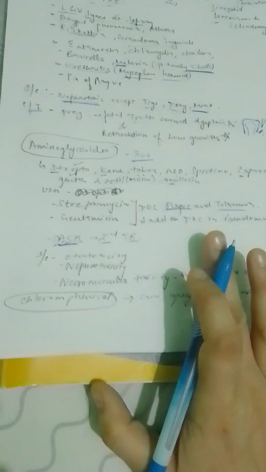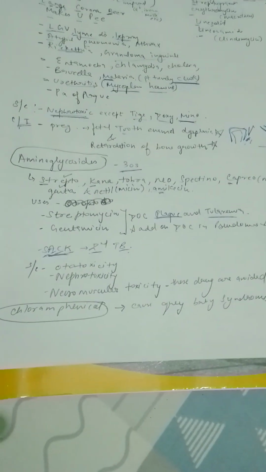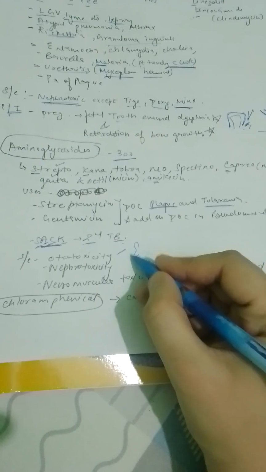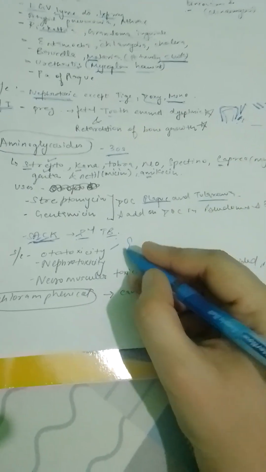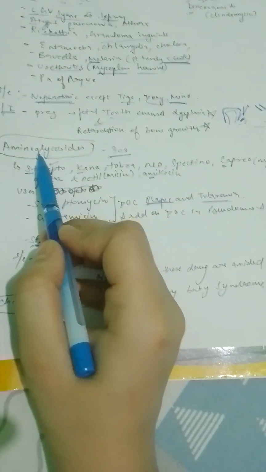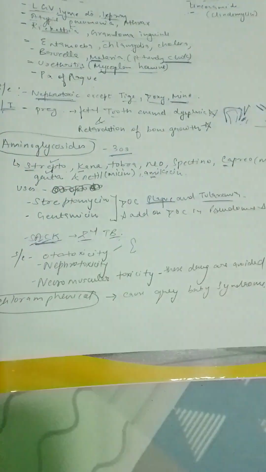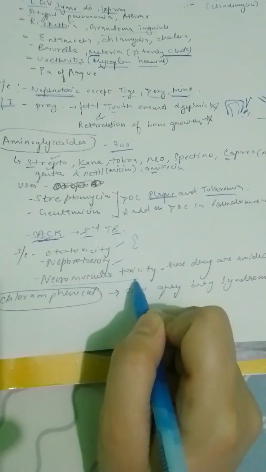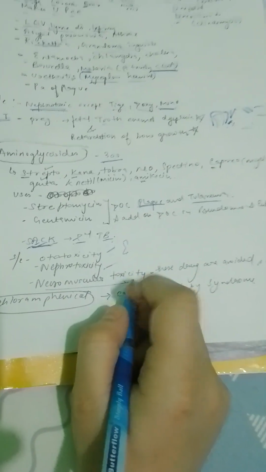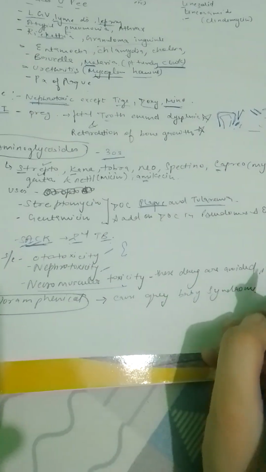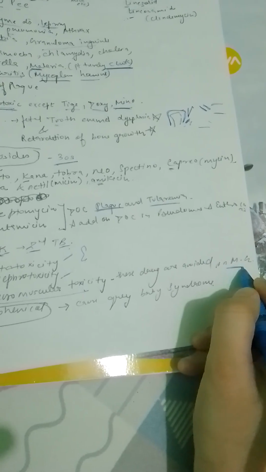Okay, then the aminoglycosides have certain side effects. For example, they can lead to ototoxicity. What does ototoxicity mean? We know that oto is used for the ear, so ear toxicity can happen. Okay, so the patient can feel hearing loss or something, so ototoxicity can happen as a side effect of aminoglycoside antibiotics. Then there can be nephrotoxicity also, and there can be neuromuscular toxicity also. So if there is neuromuscular toxicity, we should avoid these aminoglycoside antibiotics in myasthenia gravis.